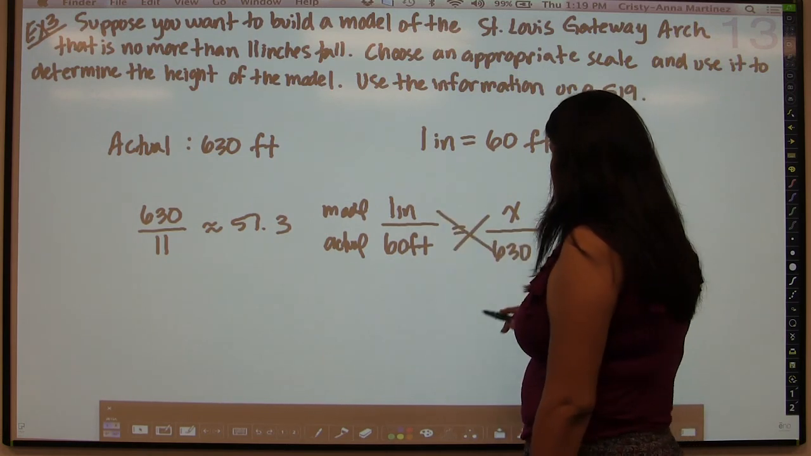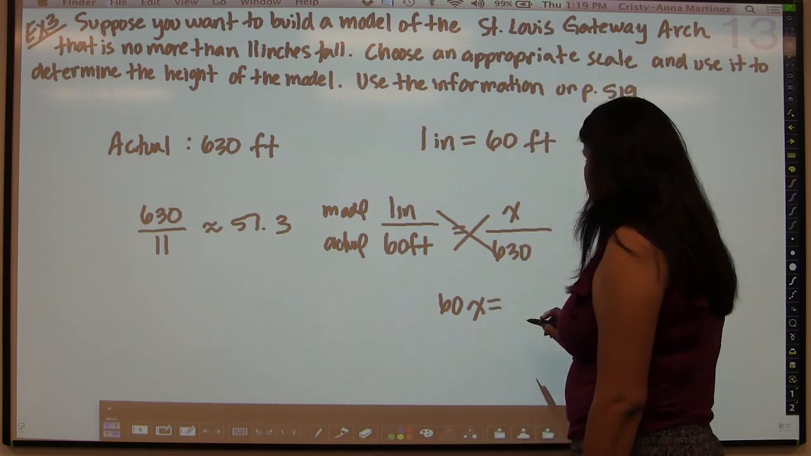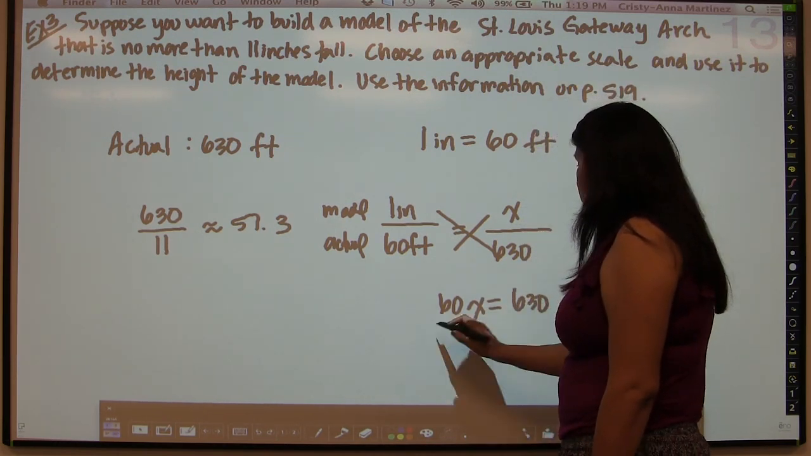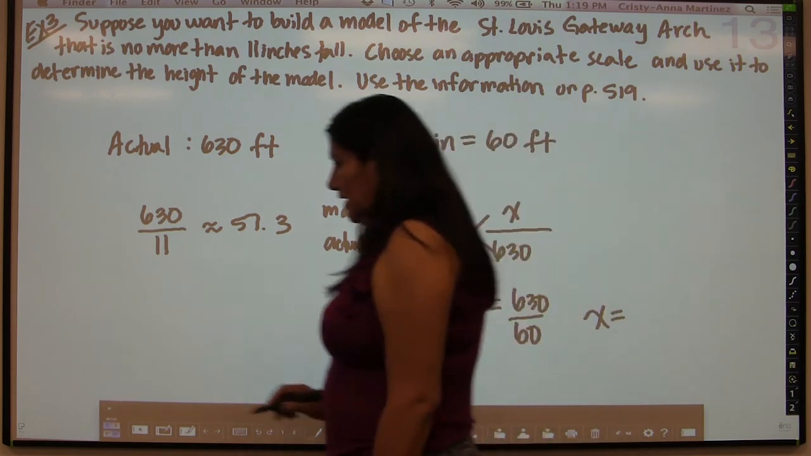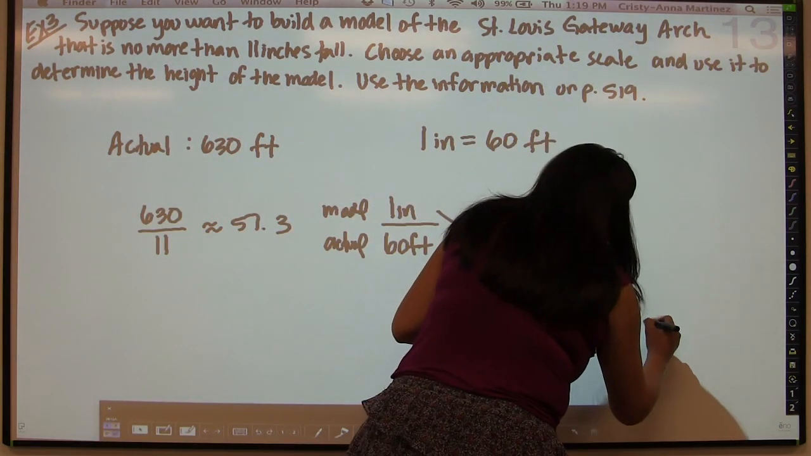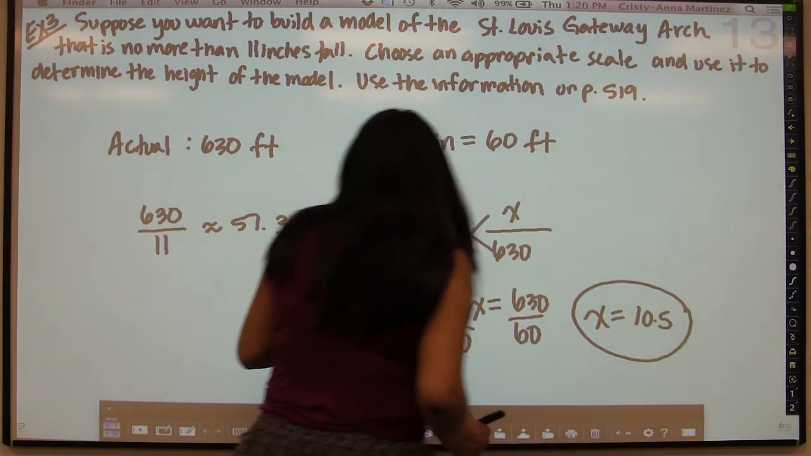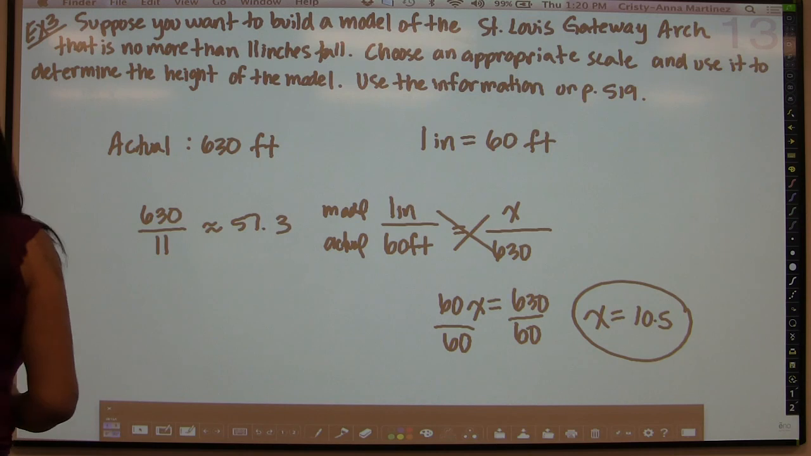And so just like that, you're going to solve this. So 60 times X is going to be 60X. And 1 times 630 is 630. Divide by 60. And we're going to get our answer here. I don't know why I put my calculator away, but I did. So 630 divided by 60 is going to give you 10.5. Which, lucky for us, is no more than 11 inches tall. It's 10.5 inches tall. Alrighty, so that is how you do this example.